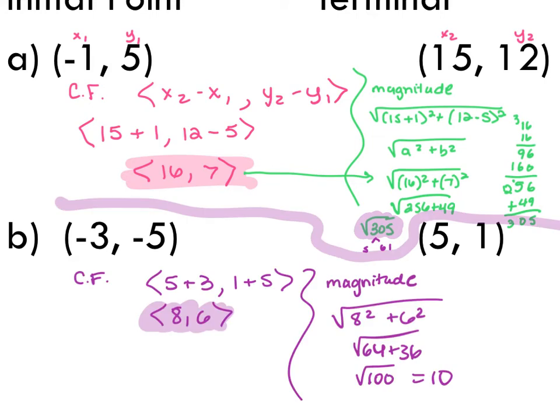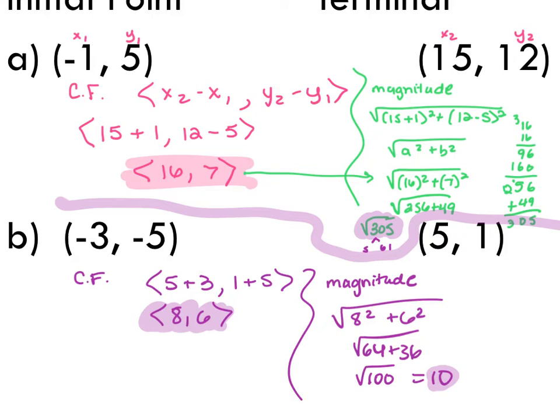All right, so your component form, you should have done 5 minus a negative 3, which becomes plus 3, or 8. And then 1 minus a negative 5 becomes plus 5, or 6. So your component form is <8, 6>. And then the magnitude, square root of a squared plus b squared, which is 10. This is actually a triple, right? a squared and b squared, c squared. 6, 8, 10 would have been a triple. Those will always work like that.